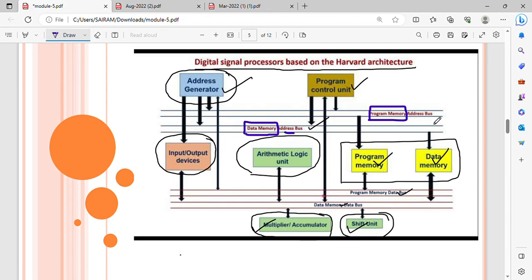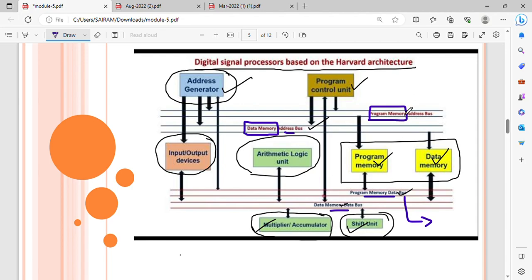So please remember this. What I have told is with respect to the program memory data bus and the data memory data bus. The program memory data bus will hold the data from the program memory, and the data memory data bus will hold the data from the data memory. This is what I was just about to tell you with respect to these four.